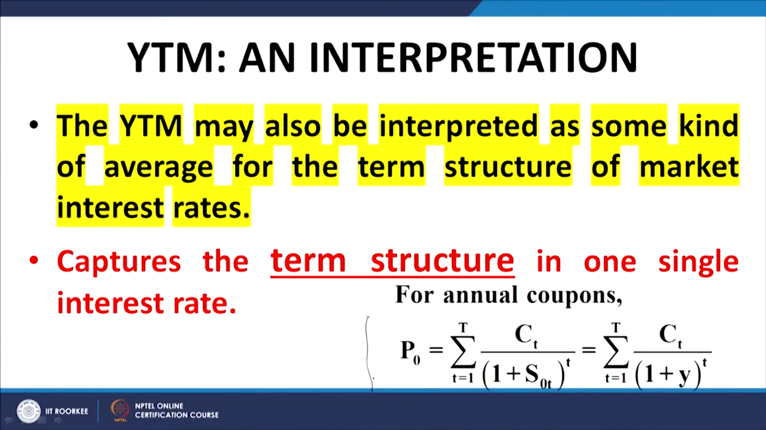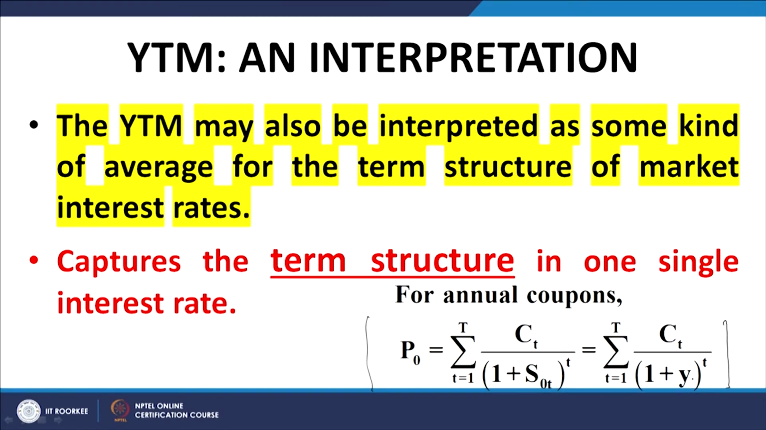So, what I am trying to get at now is that on the one side you have a spectrum of rates S01, S02, S03, S4, and on the other side, in the second part of the formula, you have a single rate. So, that means what? That means that single rate is in some sense representative of the entire spectrum of spot rates.